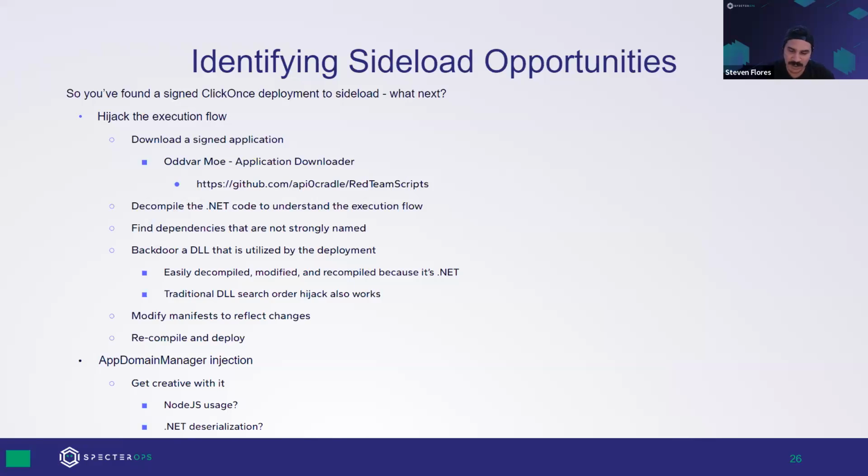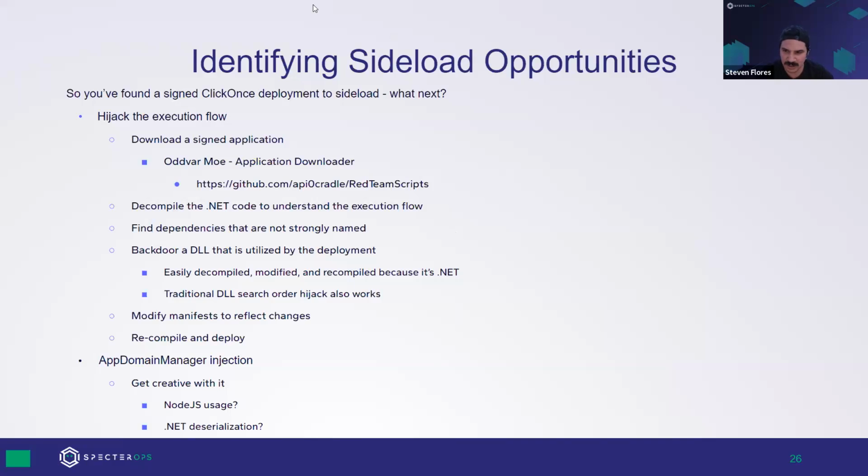There is a project that was created after we did this talk from Oddvar Moe, an application downloader, where he pretty much will go and download all the application files for you, and you can go and get the information. Once you have that app downloaded, you can decompile the .NET code to understand the execution flow and find out where you can get your code injected.